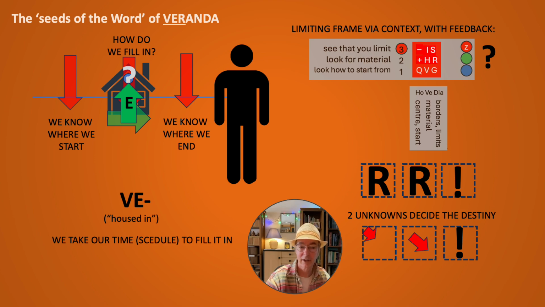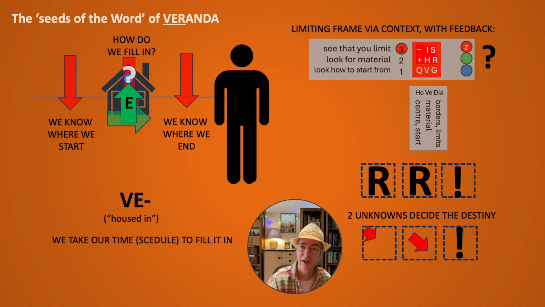Therefore we need the R. The E is clear, that is like, okay, we need a certain time, and so we will use the time for it. To fill it in, of course. We take our time, or our time schedule, to fill it in. That's what the V and the E together already.